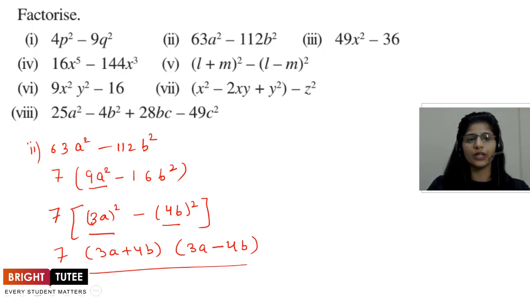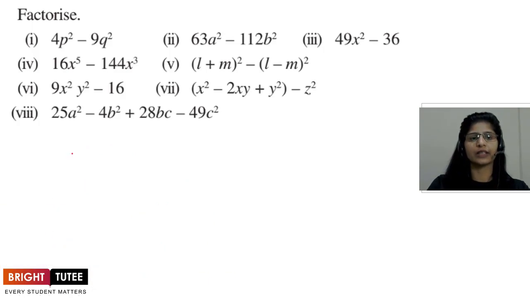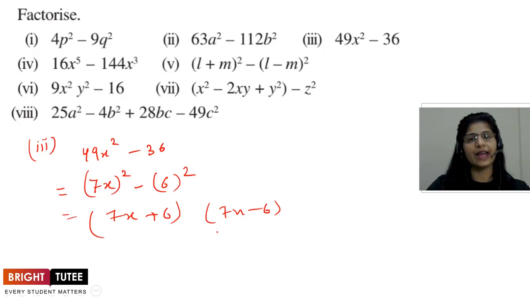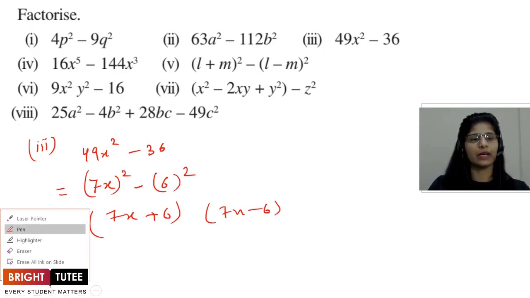Clear? Okay, moving to the third part now. I think everybody is able to solve the third part. 49x square minus 36. Can you imagine 49 is the square of 7? Yeah. (7x) square minus 6 whole square. Again it is a square minus b square, (a plus b) and (a minus b). So these are the factors of this. So let's try the fourth part now.